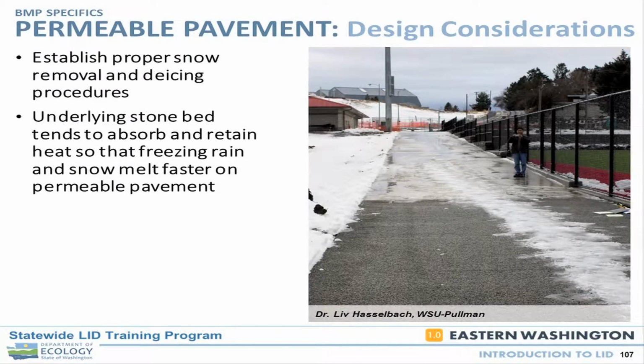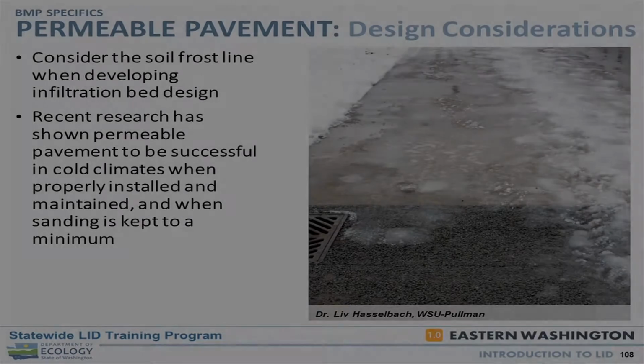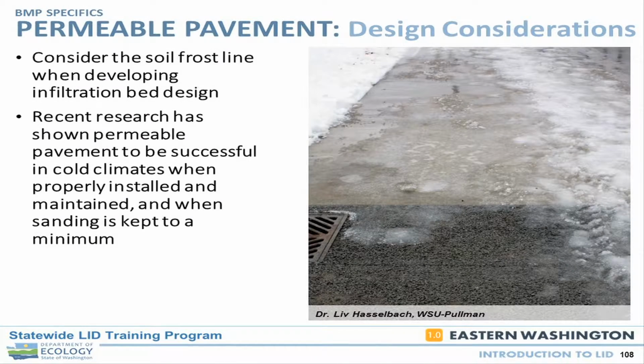The test application in Pullman, and what you see there is the porous asphalt section and a conventional asphalt section beyond it. So the porous asphalt is melting and actually getting rid of that snow and ice at the surface. When they're properly installed and maintained and sanding is kept to a minimum, they've been shown to last very long. There's really great examples. University of New Hampshire has done a lot of study on permeable pavement systems in cold weather climates. So if you're very concerned with that, go to their resources.